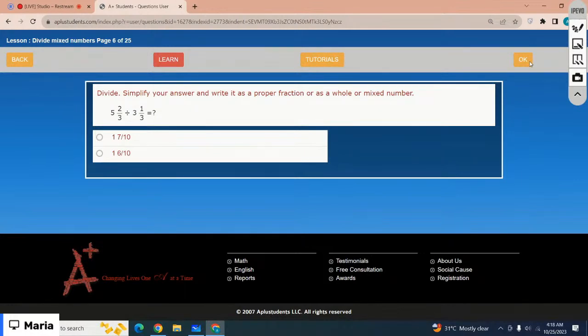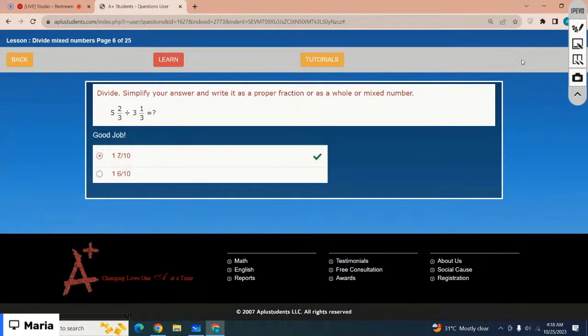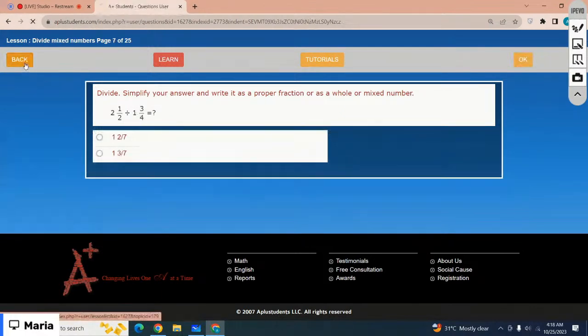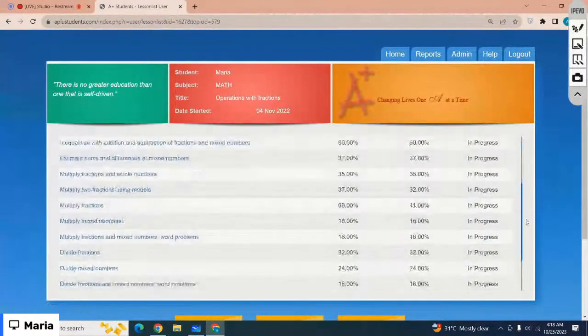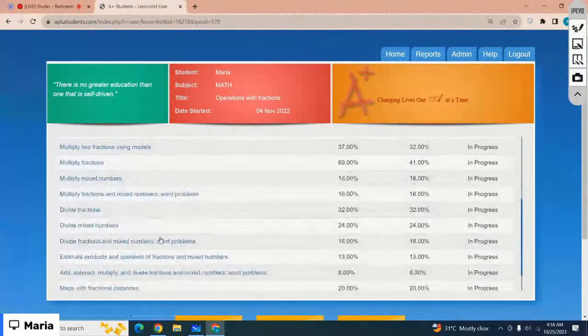Yes, that would be 1 whole 7 over 10. Okay, you can complete the lesson by yourself later today. Let me just move on to the next lesson. And the next lesson is divide fractions and mixed numbers word problems, which you can do on your own.